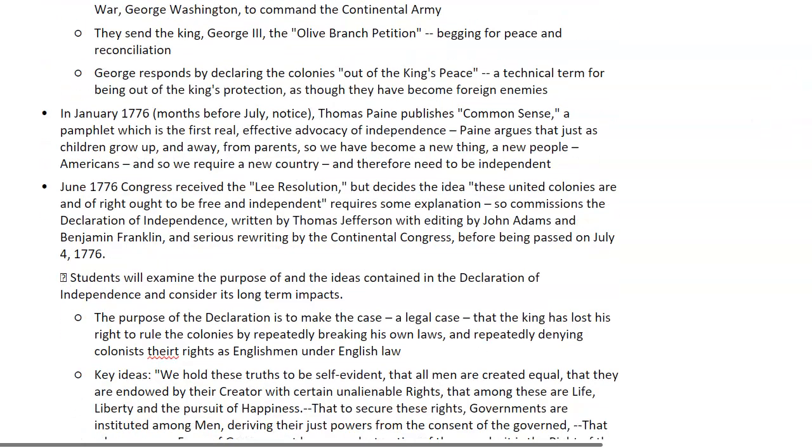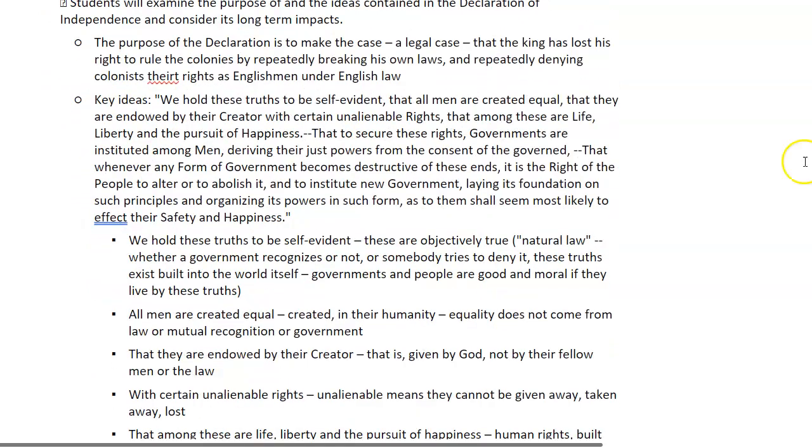Many, many wonderful things in that declaration, key things to note. The purpose of the Declaration is to make a legal case that the king has lost his right to rule the colonies. They were loyal British subjects, these guys in the Continental Congress, before this, but they say because the king keeps violating his own laws, keeps denying the colonists their rights as English citizens, he has given up his right to be king of the colonies, and therefore we have a legal right to claim independence.